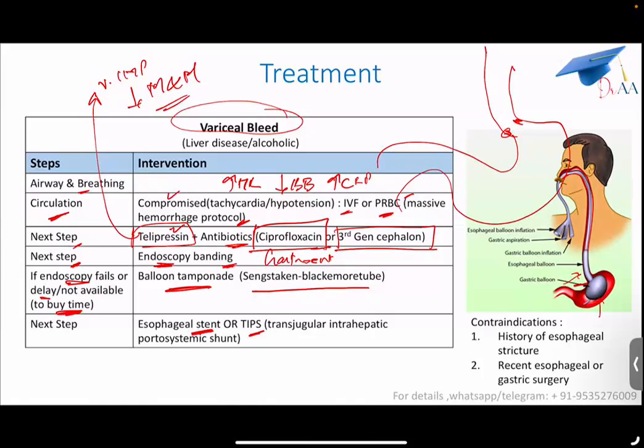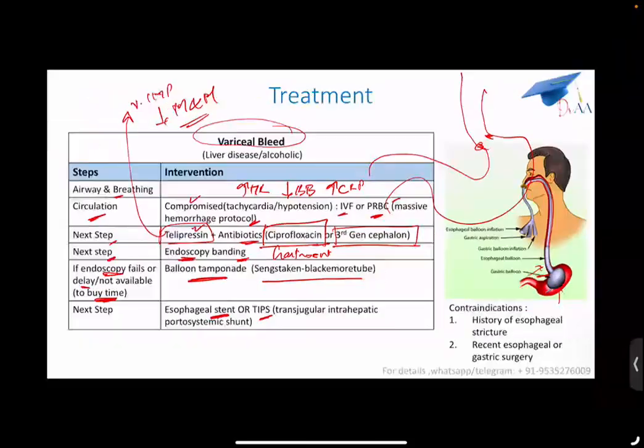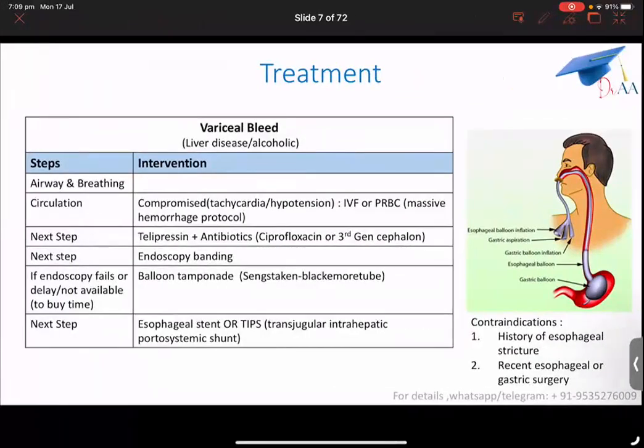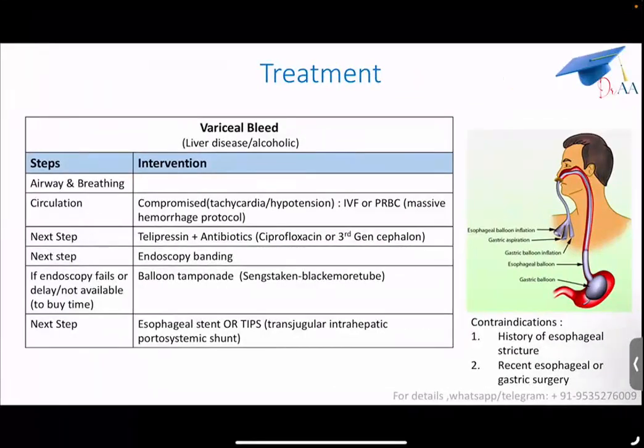People usually get confused with the treatment part, and extensive questions will be asked on the treatment part. So how to answer them? We go in a systematic manner. First, from the stem of the question, you'll see whether they have mentioned a liver disease, alcoholic disease, or they have directly mentioned a variceal bleed. If yes, then you follow this treatment algorithm.